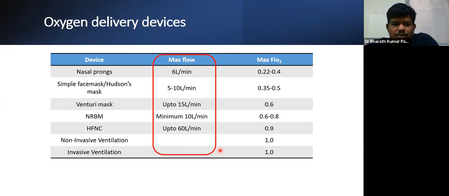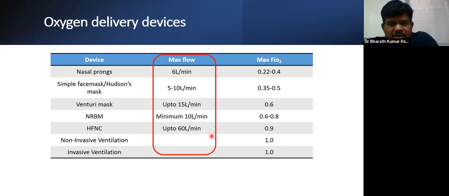And when we could not provide adequate oxygen to improve the saturation with all these strategies, then we need to resort to the ventilator, either through a non-invasive interface or invasive ventilation, wherein we could deliver up to FiO2 of 1.